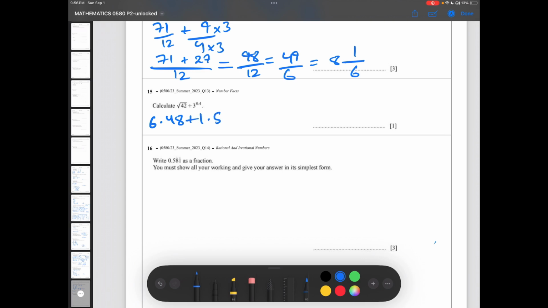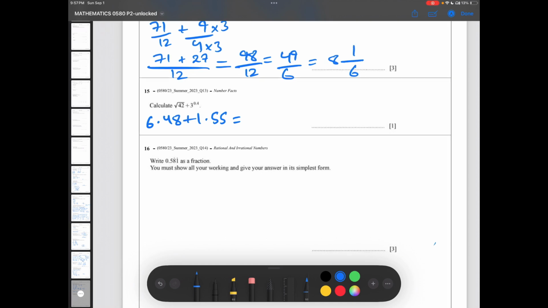Plus 1.55. This is equal to 6.48 plus 1.55. Let's add them, and this will be equal to 8.03. Okay, so this is our answer.